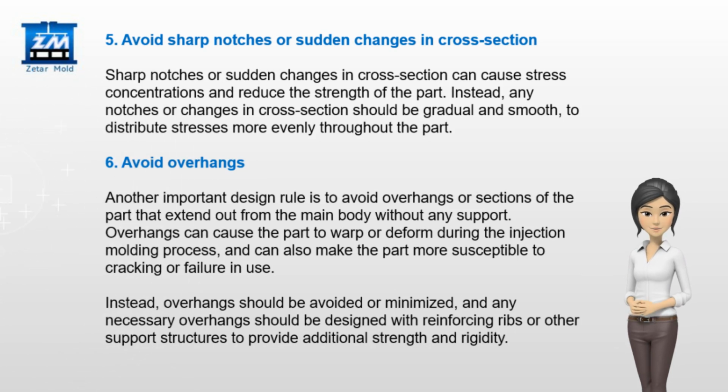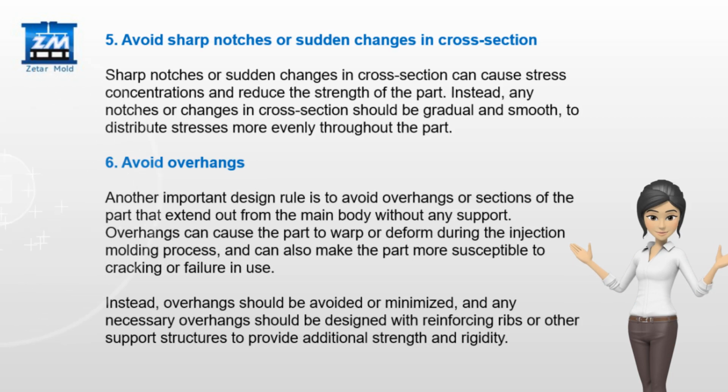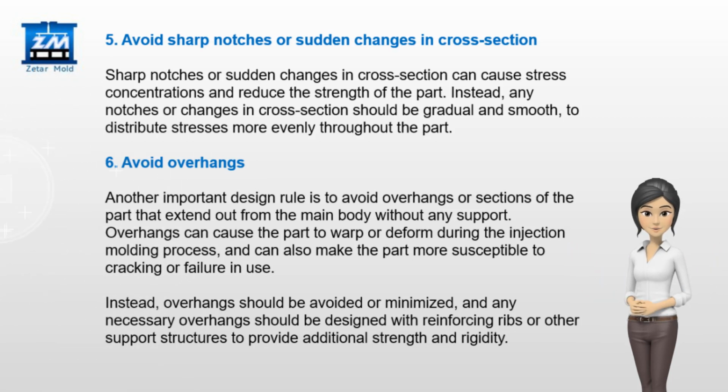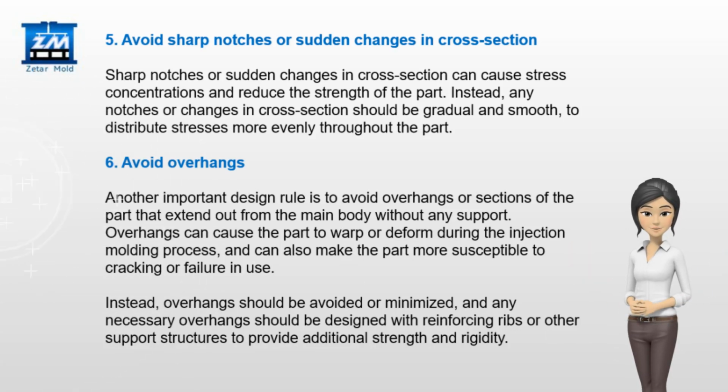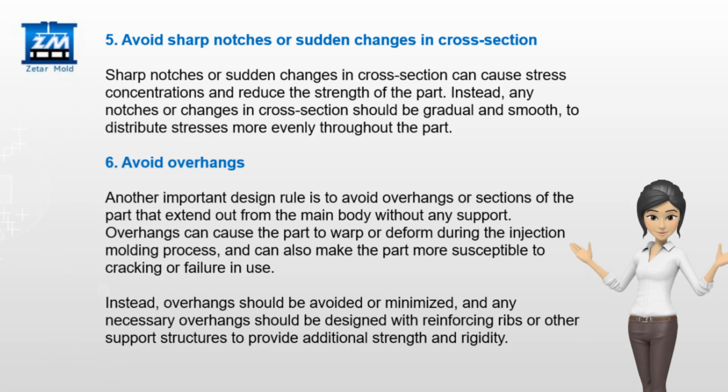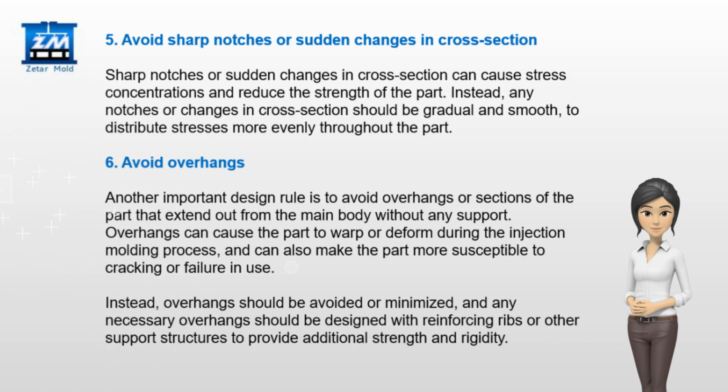Avoid overhangs. Another important design rule is to avoid overhangs or sections of the part that extend out from the main body without any support. Overhangs can cause the part to warp or deform during the injection molding process, and can also make the part more susceptible to cracking or failure in use. Instead, overhangs should be avoided or minimized, and any necessary overhangs should be designed with reinforcing ribs or other support structures to provide additional strength.